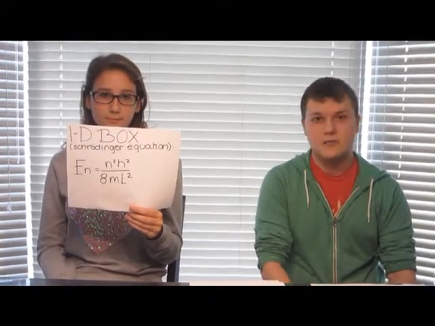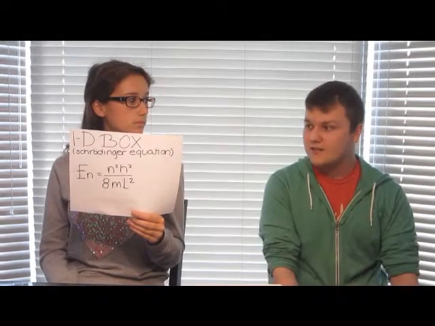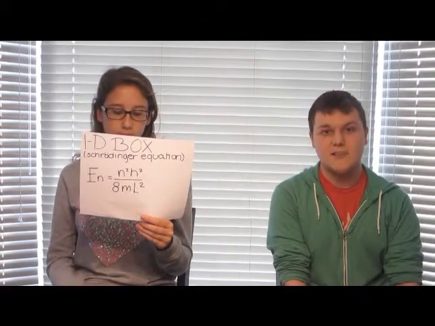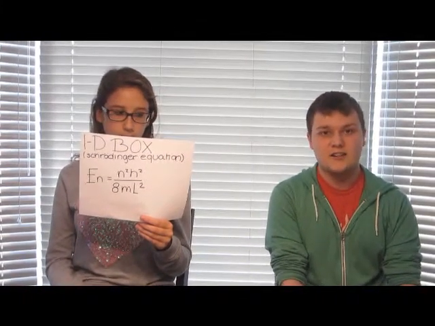Alright, so next we have Schrödinger's equation for a 1D box. This tells us the energy for a given stationary state, which is n, that a particle has in a 1D box. So we have E sub n, which is the energy. We have n, which is a stationary state, which could be 1, 2, 3, 4, etc. h is Planck's constant, m is the mass of either an electron or proton, and L is the length of that box in one dimension.